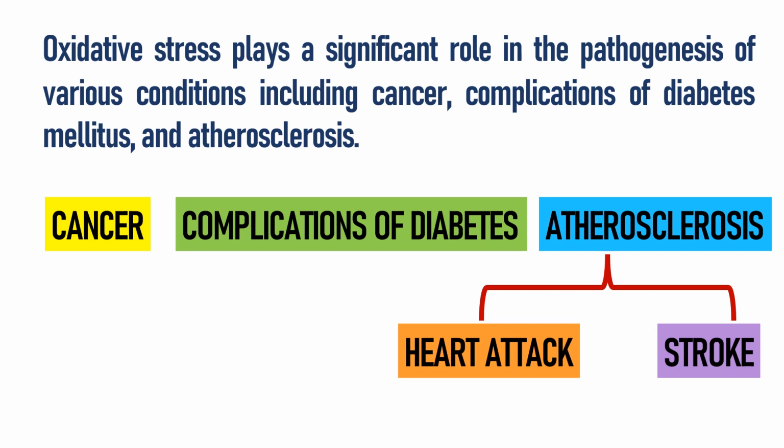Oxidative stress can lead to DNA damage, which is a critical factor in the development of cancer. Oxidative stress can also activate signaling pathways that promote cell proliferation and survival, which are characteristics of cancer cells. Diabetes is associated with increased oxidative stress due to various factors including hypoglycemia, insulin resistance, and mitochondrial dysfunction. Oxidative stress plays a crucial role in the development and progression of atherosclerosis, which is a major underlying cause of cardiovascular diseases like heart attacks and strokes.